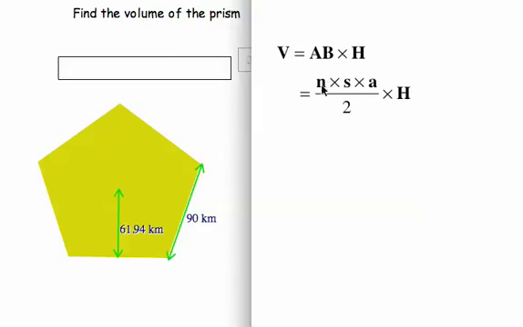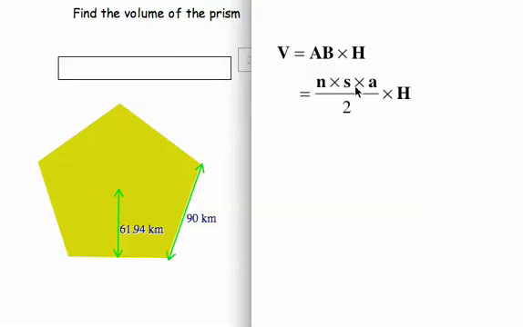Now in this case, it's the area of the base that's a little bit, well, it's not too tricky, but here's the shortcut. So the number of sides, there are 5 sides, times the side length, which is 90 kilometers, times a, which is the apothem. The apothem is the height of one of those triangular faces. It's the distance from the center of the shape to the outside of the shape, like to the midpoint of one of the sides. But if you divide this up into triangular faces, there are 5 triangular faces because this is a pentagon, and the apothem is the height of one of those triangular faces.